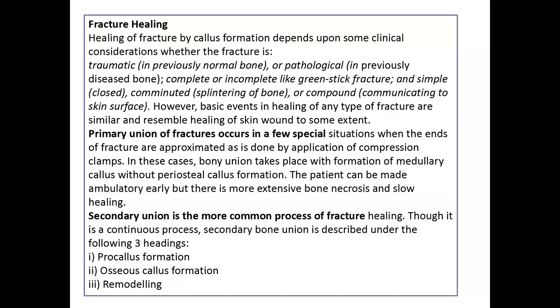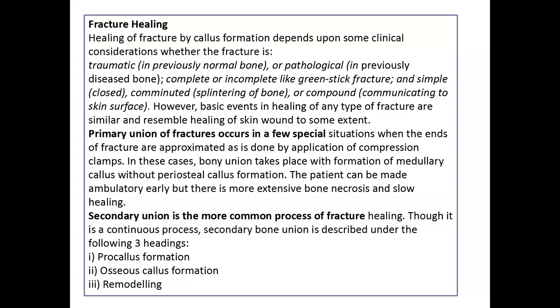So, let's discuss these ways of fracture healing. Primary union of fractures occurs in a few special situations when the ends of fractures are approximated, as is done by application of compression clamps. In these cases, bony union takes place with formation of medullary callus without periosteal callus formation. The patient can be made ambulatory early, but there is more extensive bone necrosis and slow healing.